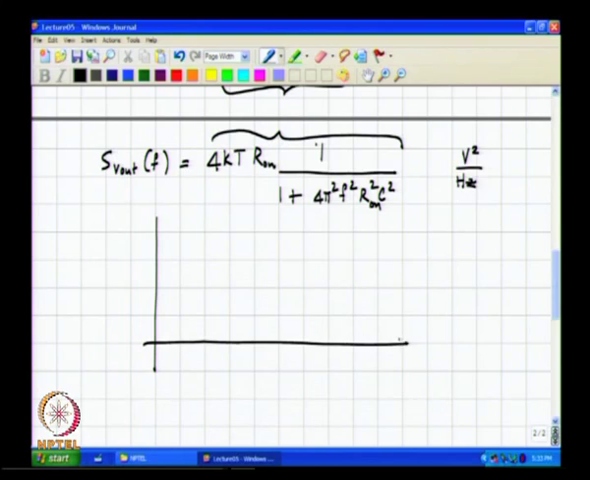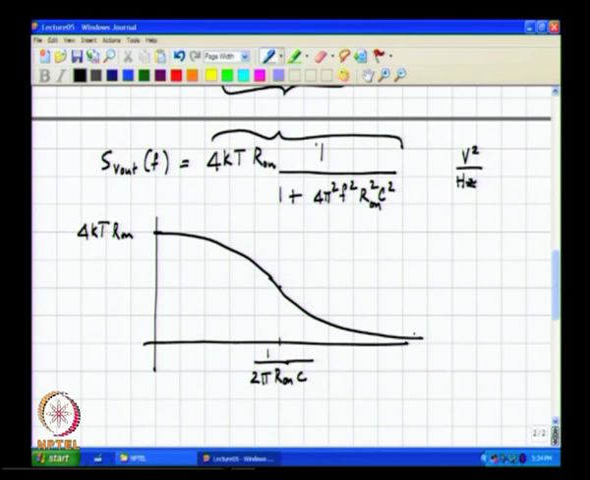At DC, what will it be? 4kTR on, and it will decrease at 1 by 2 pi R on times C. What will happen to the power? It will become half.